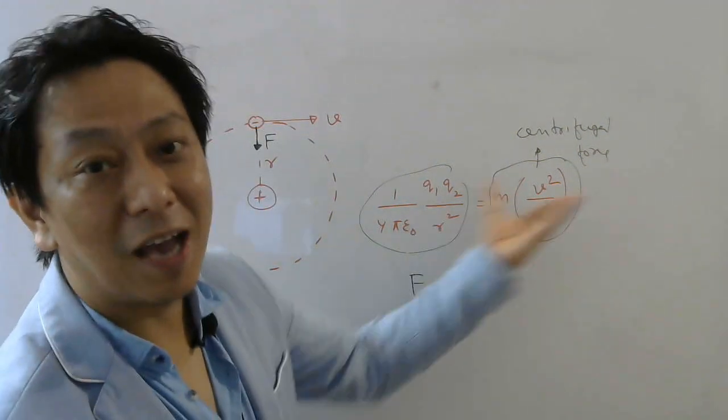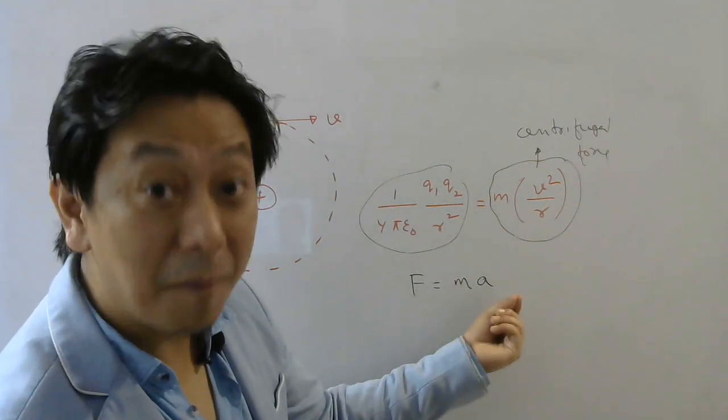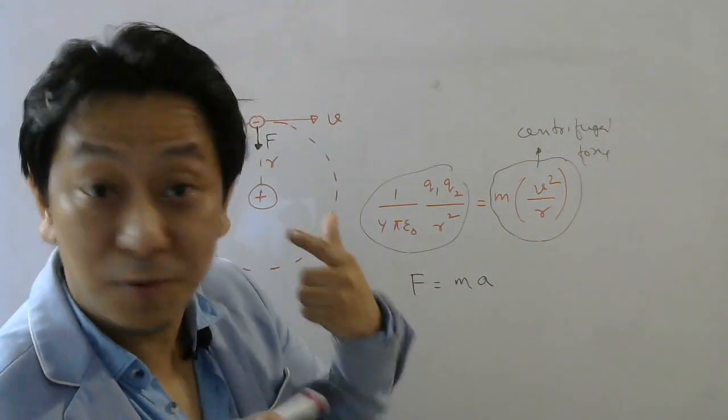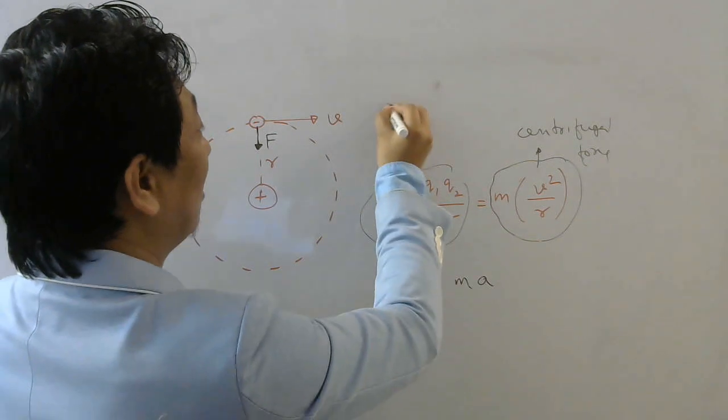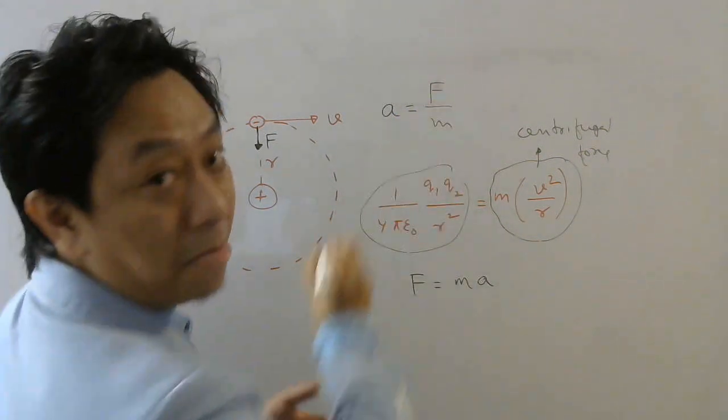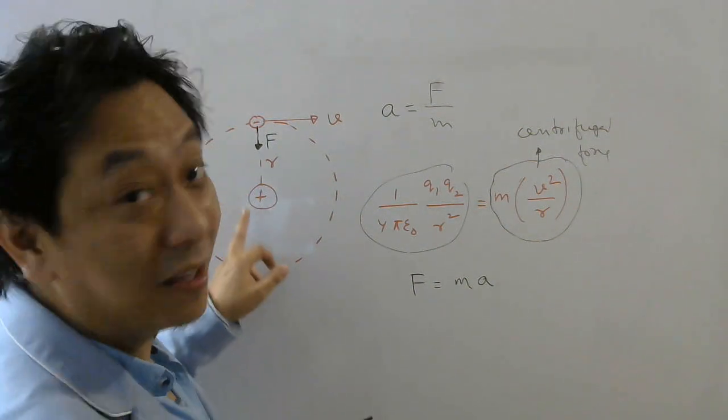Therefore, this is just a direct application of F equal to ma. And that centripetal acceleration is provided by some force, right? According to Newton's second law, acceleration is the effect of a force. Now that force is provided by the nucleus.